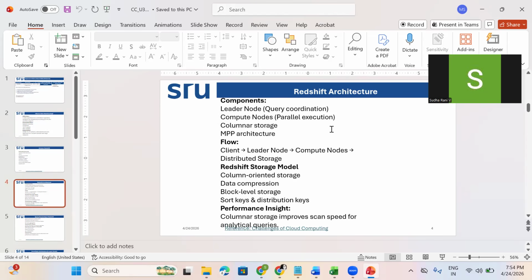Redshift storage model: it is column-oriented storage. It comes with data compression, block-level storage, sort keys and distribution keys, and columnar storage improves scan speed for analytic queries.